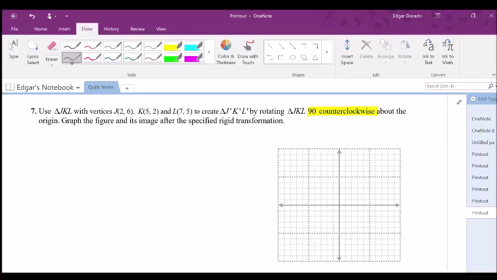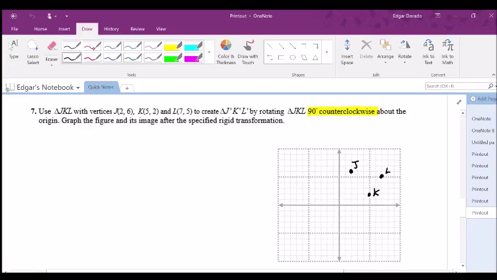First off, why don't we go ahead and graph JKL. So J is (2, 6), K is (5, 2), and L is (7, 5), just like that.